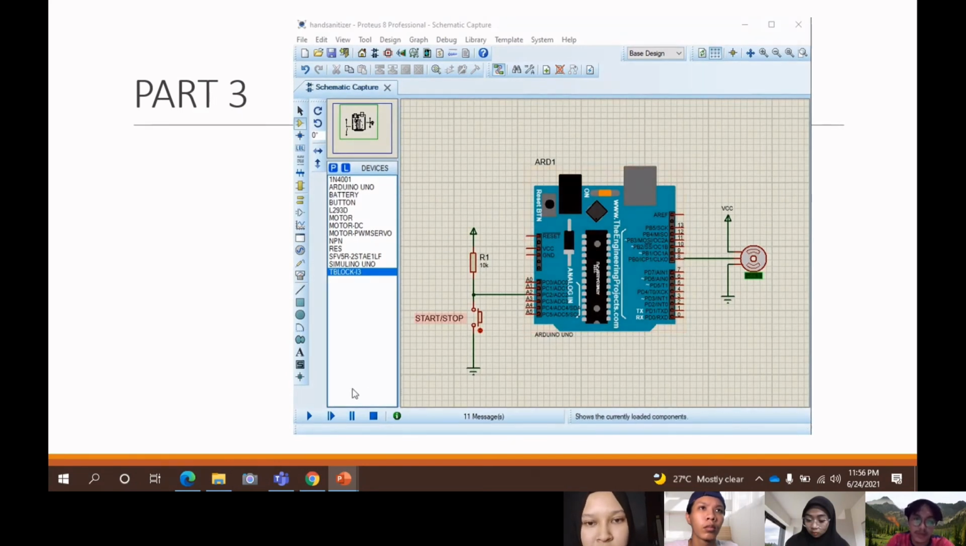Okay, as you can see, when we push the button, the motor will rotate 180 degree, and then it will return back to 0 in the normal condition when we stop the push button. So I will pass to part 4 to Abdul Lukman.